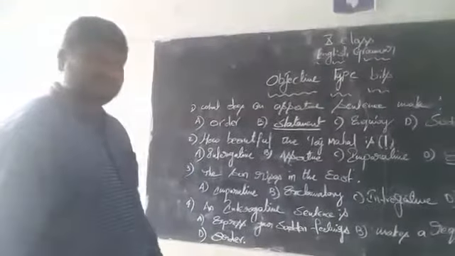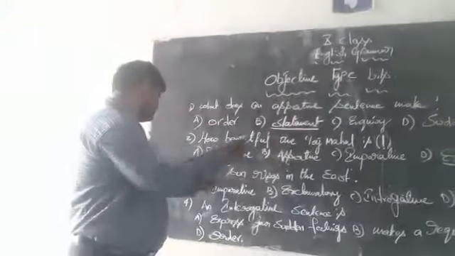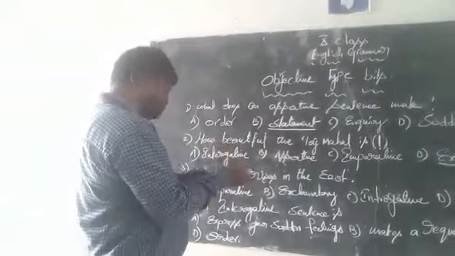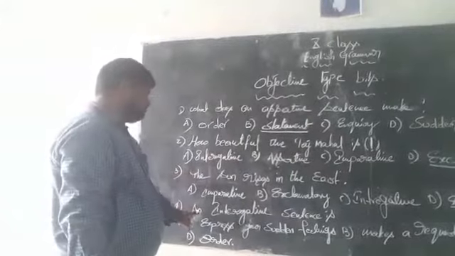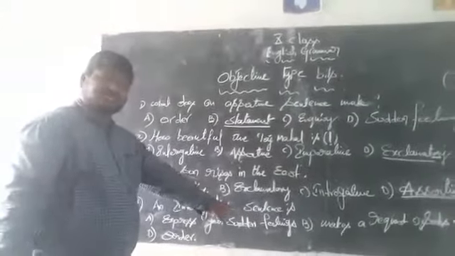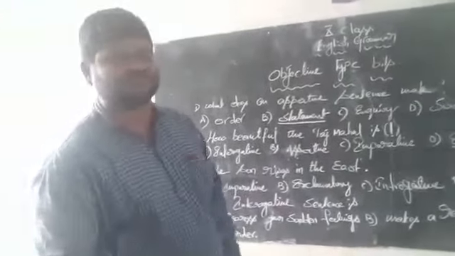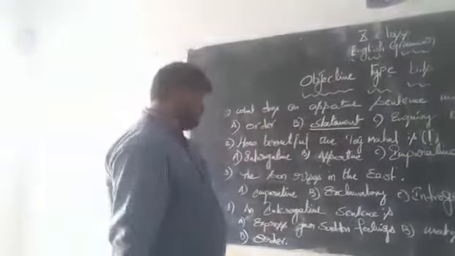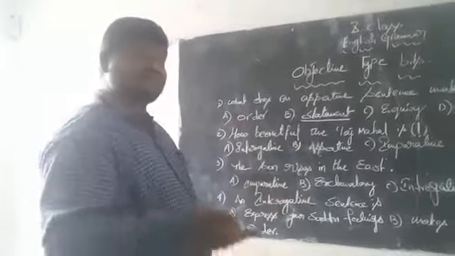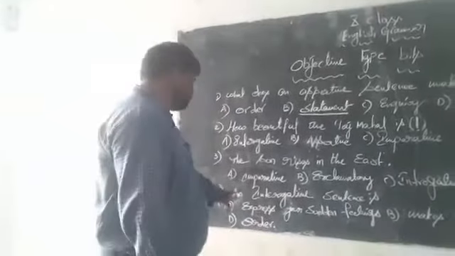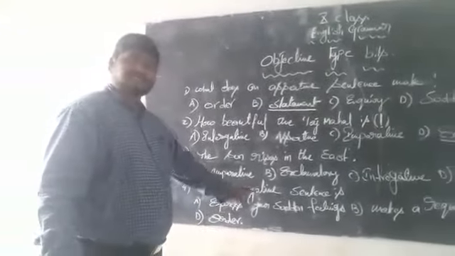Now we'll go for the fourth one. What is that question? The fourth one is: an interrogative sentence is. Just observe. If you observe, the answer will be there. You will have the answer through immediate identification. The fourth one, an interrogative sentence. What is that?